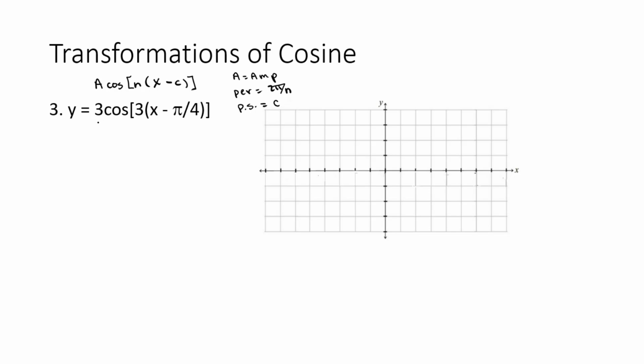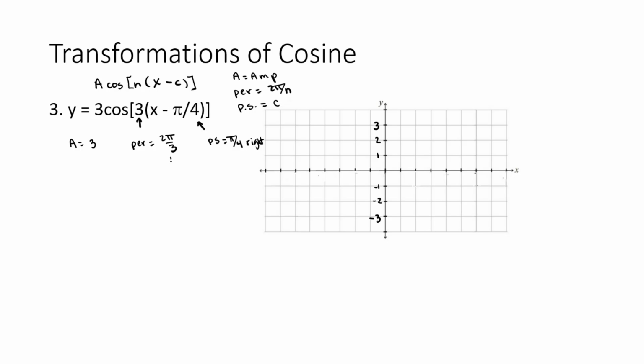Bless me. Okay, so for this particular function, my amplitude is 3. My period is going to be 2 pi thirds. And my phase shift is pi fourths to the right. Okay, so before I start marking my grid, I need to know those things. Now the amplitude is going to tell me what I want to mark my y-axis in. Okay, the period and the phase shift are going to help me mark my x-axis.